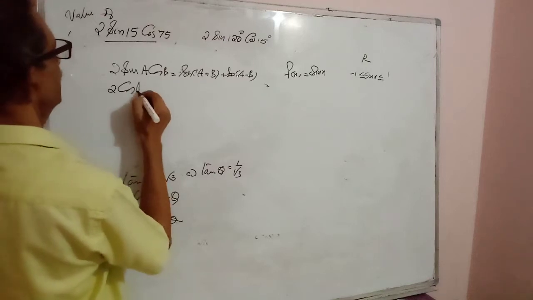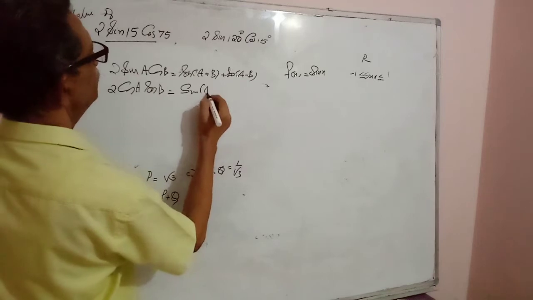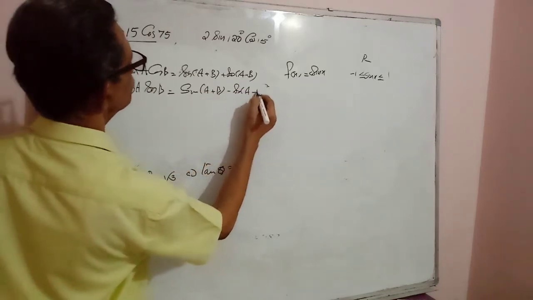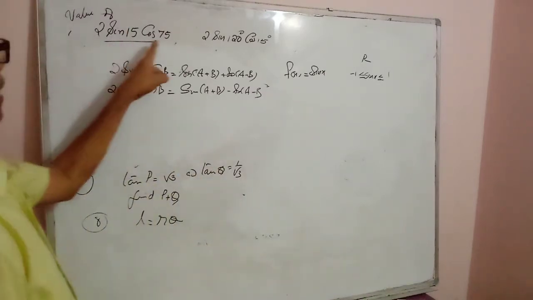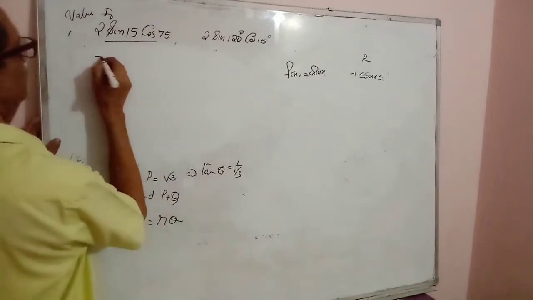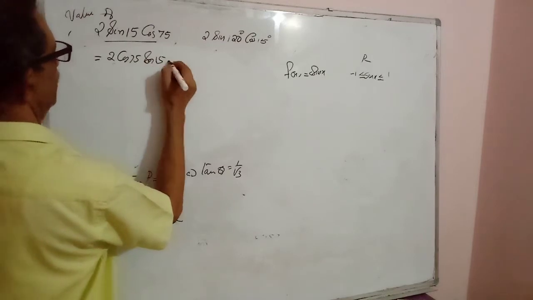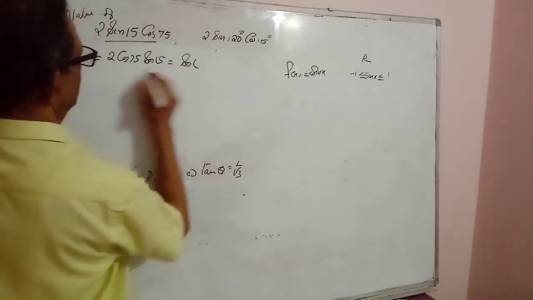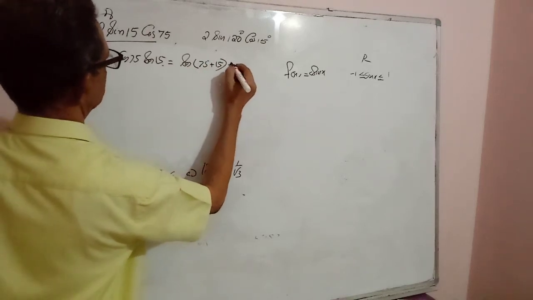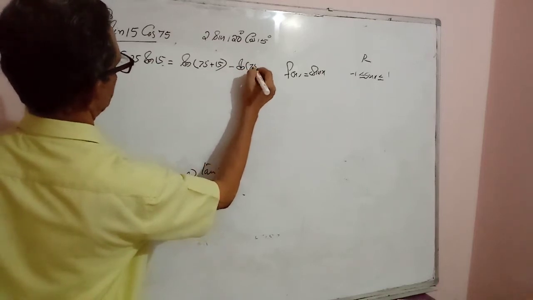2 cos A sin B is equal to sin(A+B) minus sin(A−B). Here the greater angle is that of cos, so you can write it as 2 cos 75 into sin 15. So the answer is sin(75+15) minus sin(75−15).